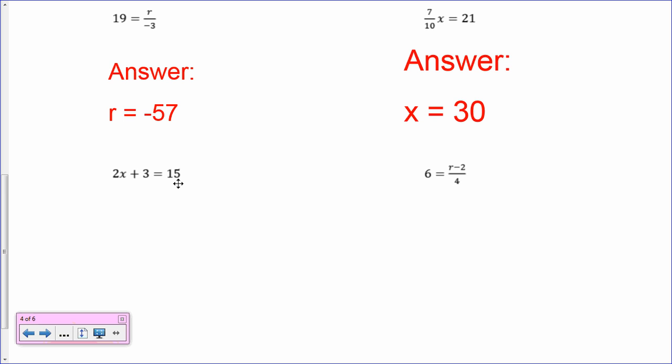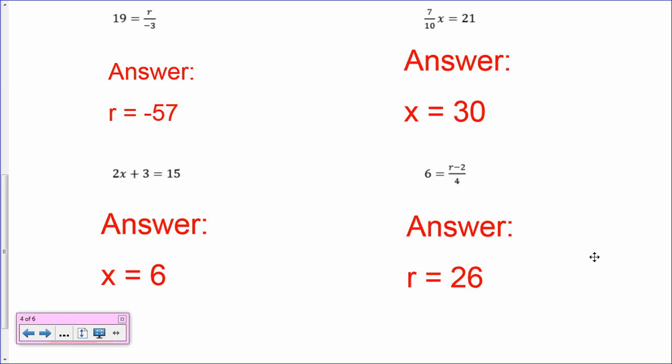Here, 2x plus 3 equals 15. That gives me an answer of x equals 6. And the last one, 6 equals (r minus 2) over 4. Leaves me an answer of r equals 26.